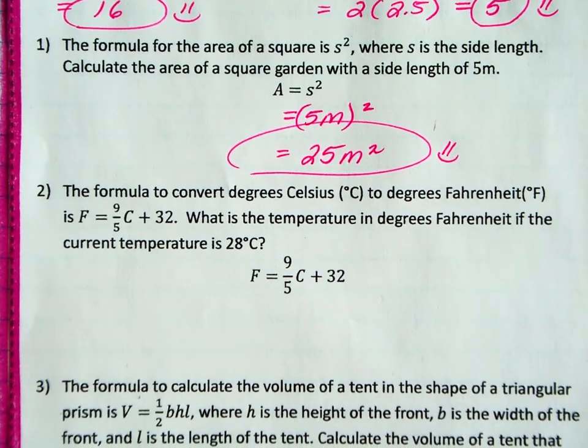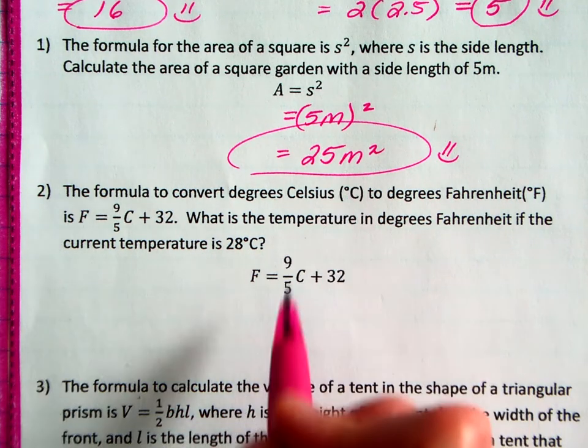Next, the formula to convert degrees Celsius to degrees Fahrenheit is Fahrenheit equals 9/5 Celsius plus 32. What is the temperature in degrees Fahrenheit if the current temperature is 28 degrees Celsius? I'm going to replace the value of C here.